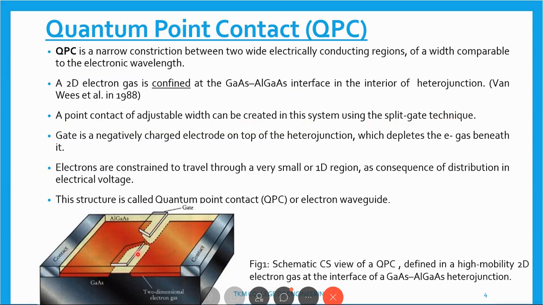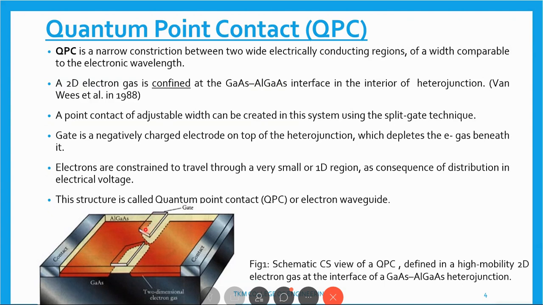So you can see two gates, the split gate technique. This gate is a negatively charged electrode on top of the heterojunction, which can deplete the electron gas beneath it. This orange color is the two-dimensional electron gas, which is between the gallium arsenide, aluminum gallium arsenide heterojunction, and you have a split gate here, and you are applying a negative voltage on top of this gate.